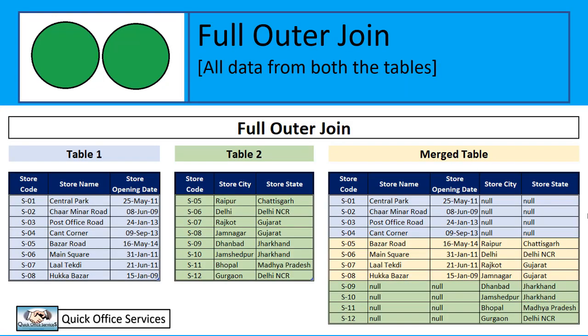Okay guys, the first type of join is full outer join: all data from both the tables. For example, I have taken two tables here, table 1 and table 2. In the first table there are a total of 8 store codes, with store names and their opening dates. In table 2, the store code column is the same as in table 1, but instead of store name and store opening date, you have store city and store state.